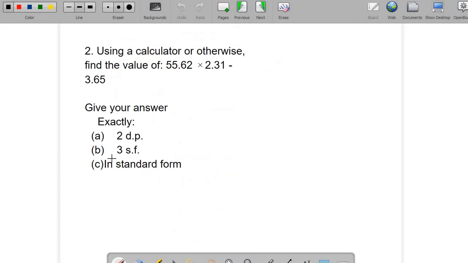Let's do number 2. It says, using a calculator or otherwise, find the value of 55.62 times 2.31 minus 3.65. Okay, if you were to do this without the calculator, it's fairly simple. You're just going to take out the decimal point.